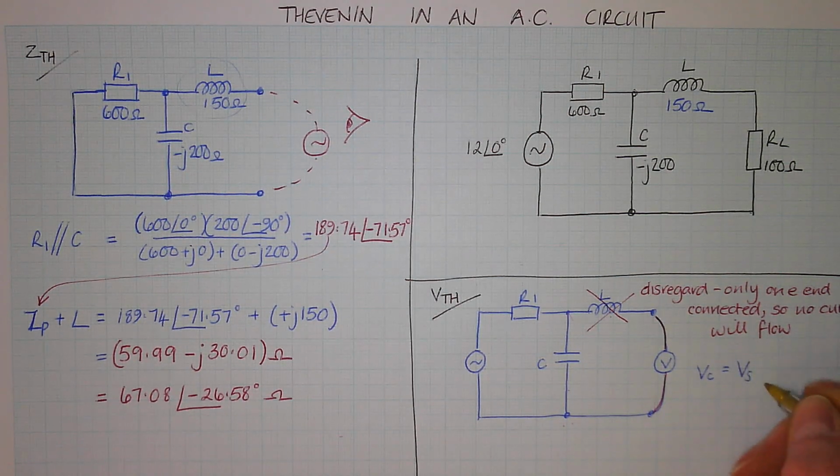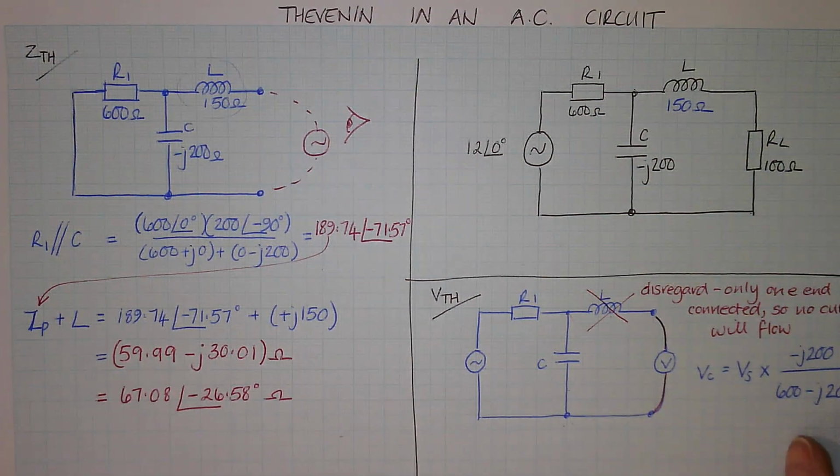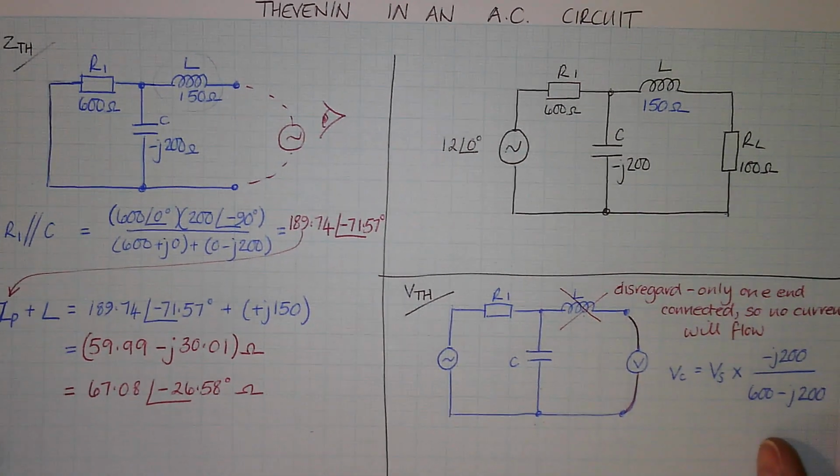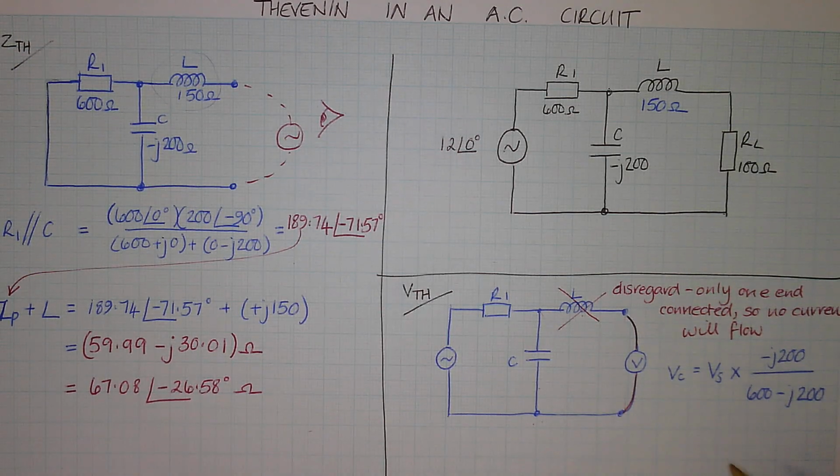The supply voltage is the voltage you're going to divide. Then the capacitor is the thing on the top, so that will be the minus J200, over the two added together. So 600 minus J200. So again, if you can work that out, then let me know when you have your final answer.